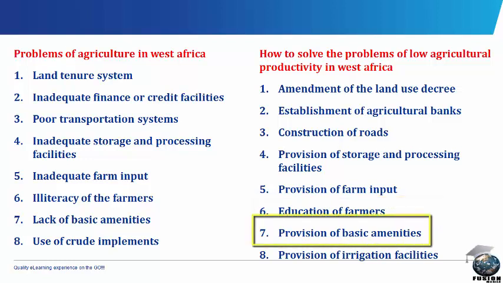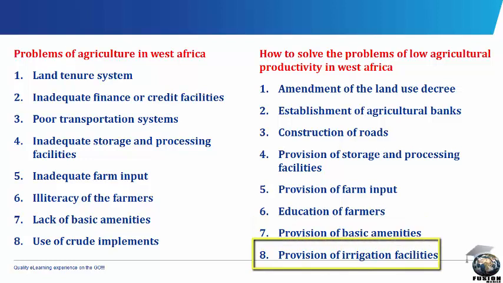Provision of basic amenities. Government should provide basic amenities like electricity, piped water, and health care facilities in areas to make life more meaningful. Provision of irrigation facilities. Irrigation facilities should be introduced where weather is unfavorable. Example, low rainfall. Also, water conservation techniques such as mulching should be practiced.